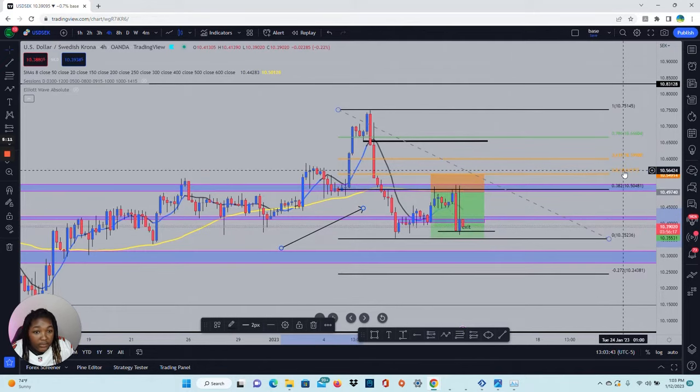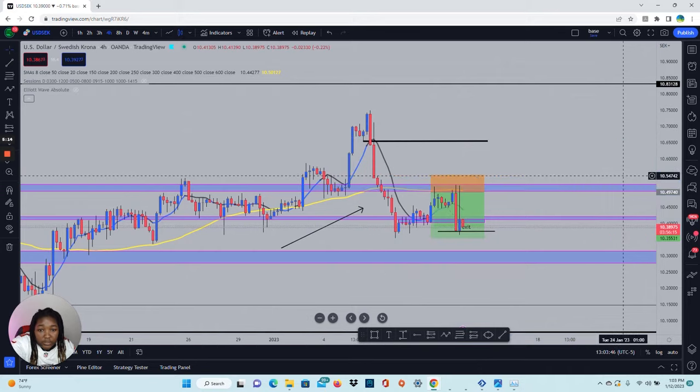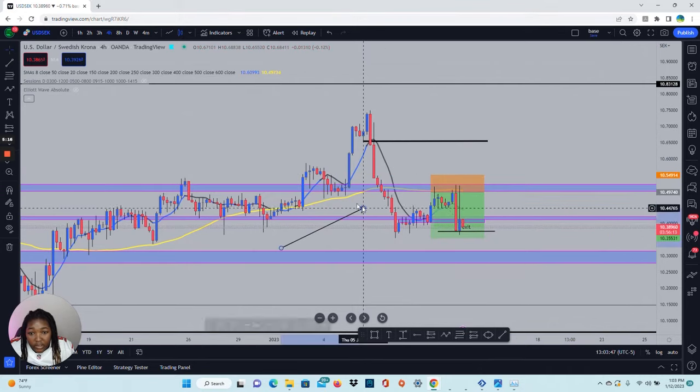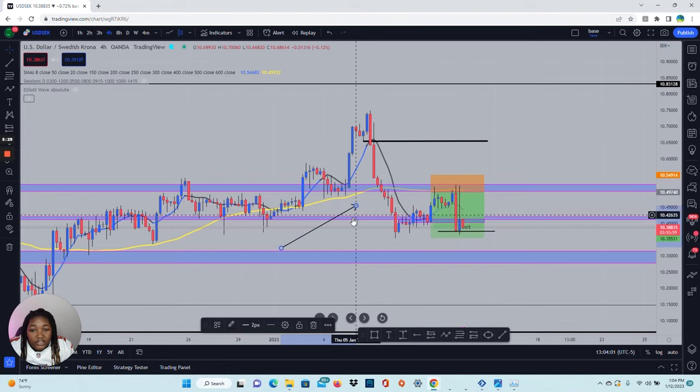We got the fib level it's lining up with. Let's get rid of the fib so we can see some more. And then we also have this zone respected here, and it's also respecting the EMA. Sorry about that. It's also respecting the EMA.